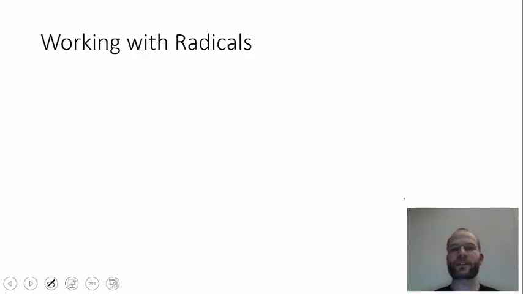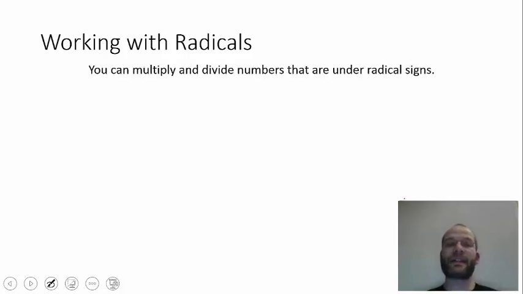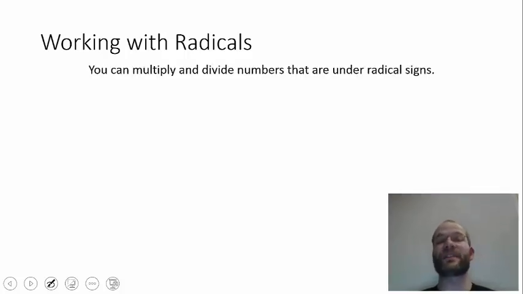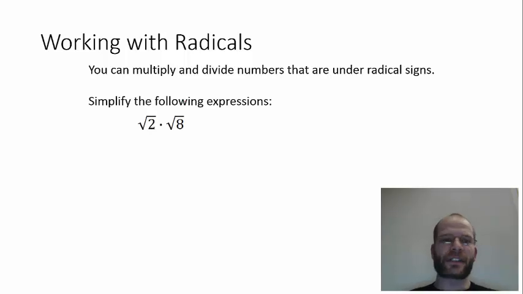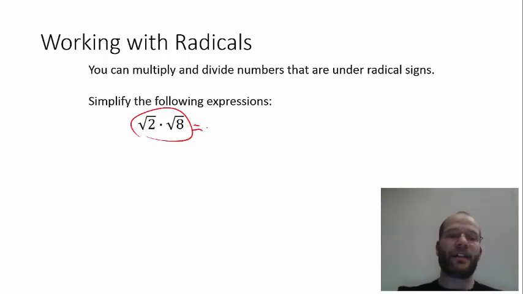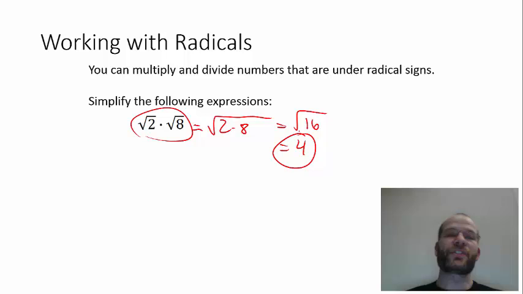How do we work with radicals? Some simple things we should keep in mind is that you can multiply and divide numbers that are under the radical signs. For instance, let's simplify the following expression: square root of 2 times the square root of 8. Because we can multiply these numbers under the radical signs, this is equal to the square root of 2 times 8, which of course is equal to the square root of 16, which is equal simply to 4. So we can simplify these expressions by multiplying underneath the radical signs.